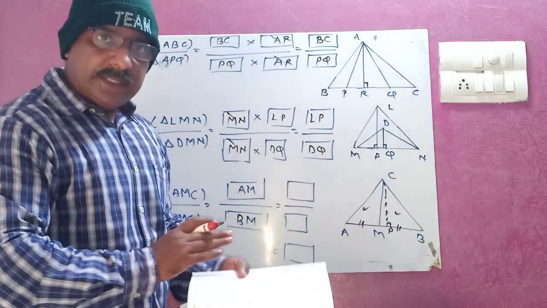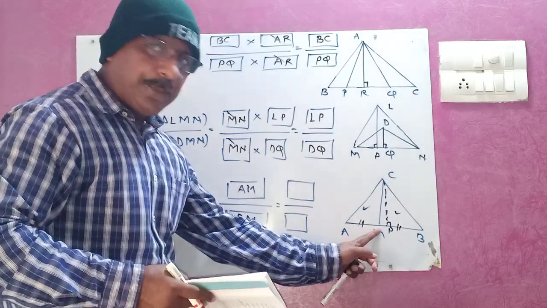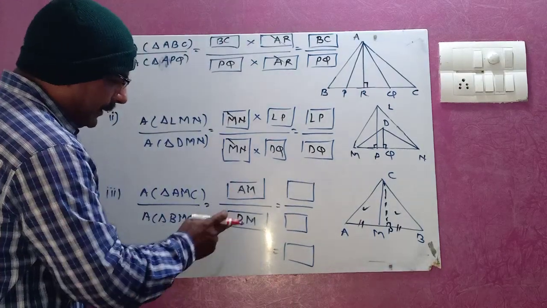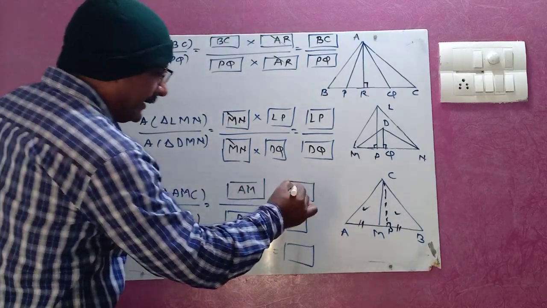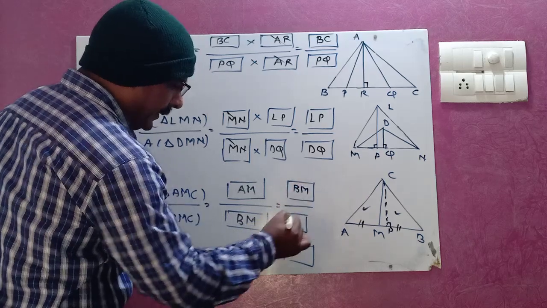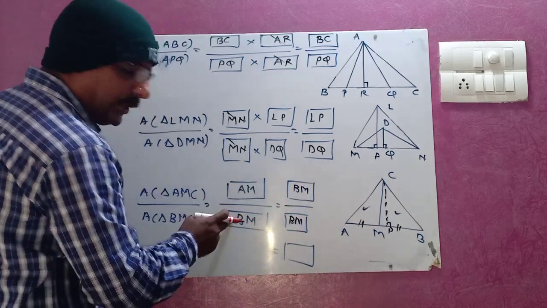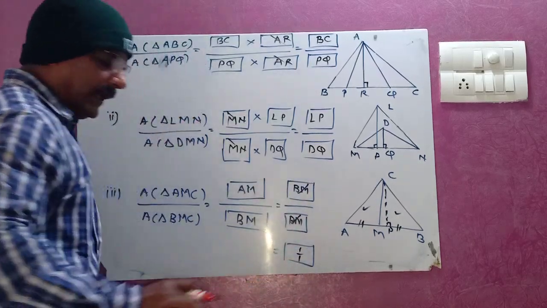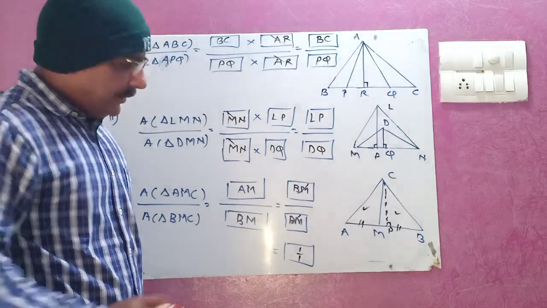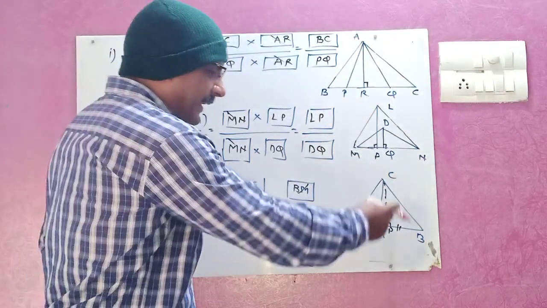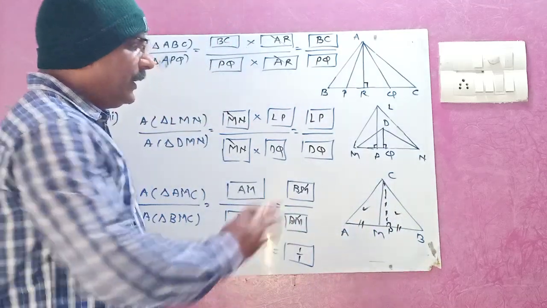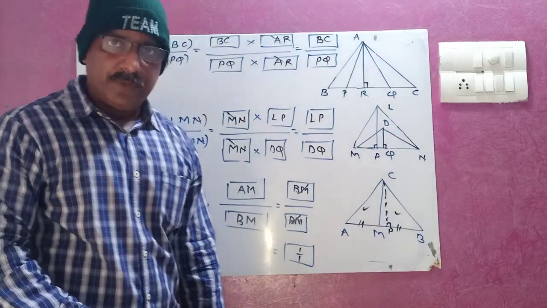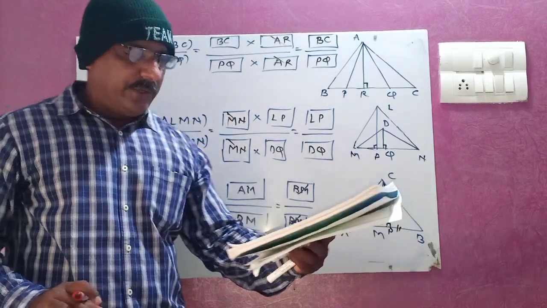Correct? But as per the sum, children, since M is the midpoint of AB, AM and BM both are equal. So here I am writing BM, here also BM, because both are equal. So BM and BM get cancelled. You will get 1 upon 1. Got it? So in this case, height and base both are equal. Here base is equal and here height is equal. So this is the activity which is given in your textbook.